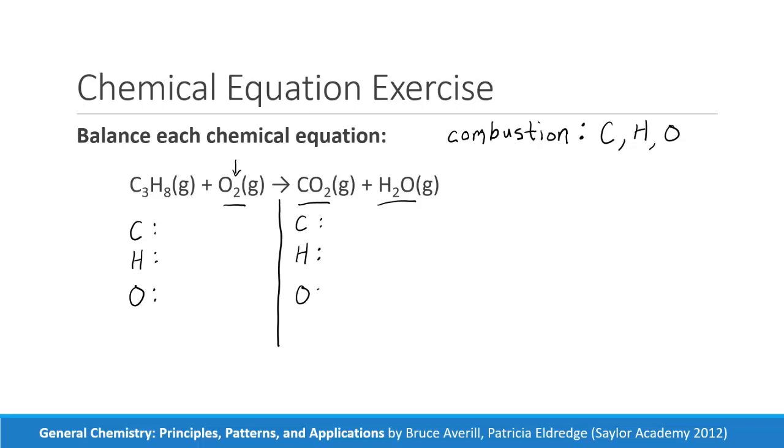And because we have not put any coefficients yet in front, then we can determine the number of atoms for each element by looking at the subscripts. So for carbon on the reactant side, we have a 3. For hydrogen, it's an 8. And for oxygen, it's a 2. And then on the product side, for carbon, we don't see anything, so we're going to put a 1. For hydrogen, it's a 2.